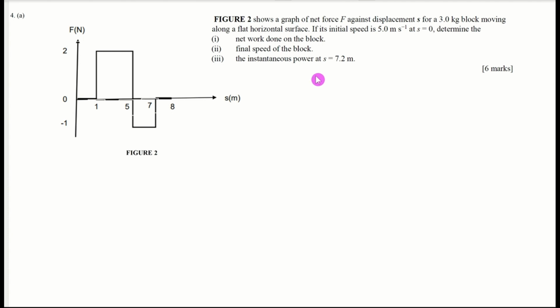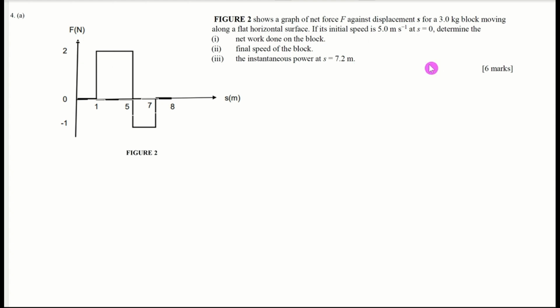Alright, so now let's discuss question number 4. Figure 2 here shows a graph of net force F against displacement S for a 3 kg block moving along a flat horizontal surface. Its initial speed is given here, and that means S equal to 0, displacement 0 meter, the initial speed is 5 meter per second. Determine the net work done on the block.